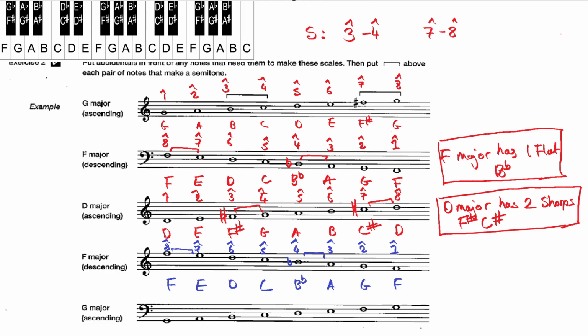Now we've got G major. Now the example has got that ascending already, so we could do it, but let's imagine we were doing it first off.